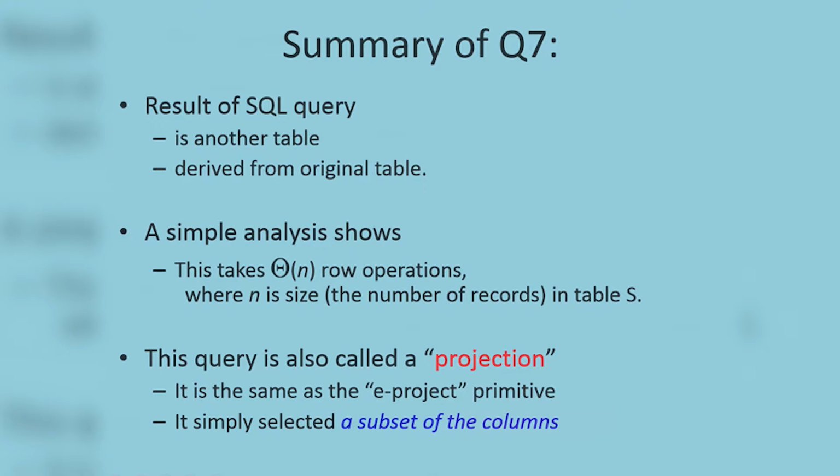Summary of query 7. The result of an SQL query is another table, derived from the original table. A simple analysis shows this takes n row operations, where n is the size, the number of records in table S. This query is also called a projection. It is the same as the project primitive. It simply selects a subset of the columns.